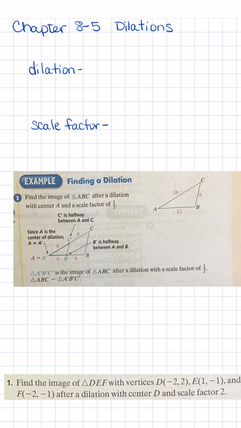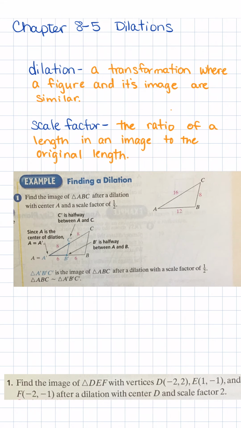Let's write that down. Okay, so we have: a dilation is a transformation where a figure and its image are similar, and the scale factor is the ratio of a length in an image to the original length.